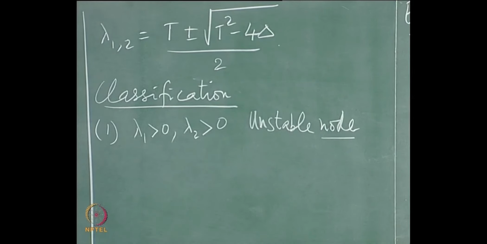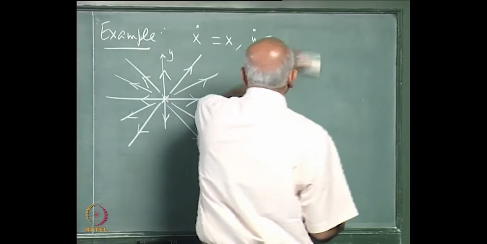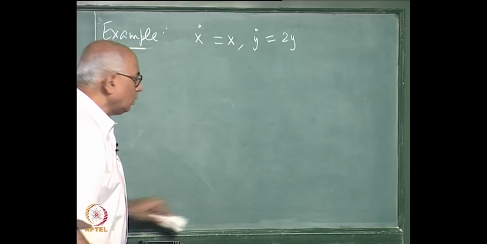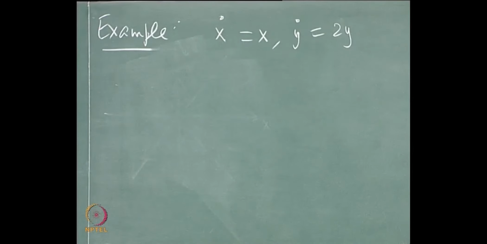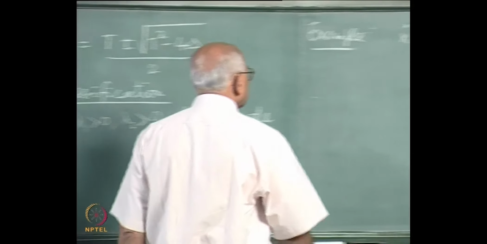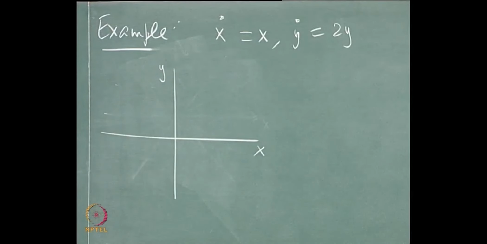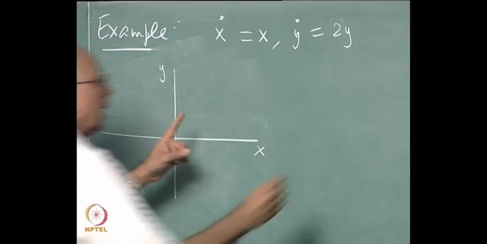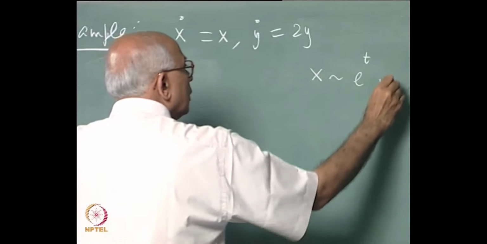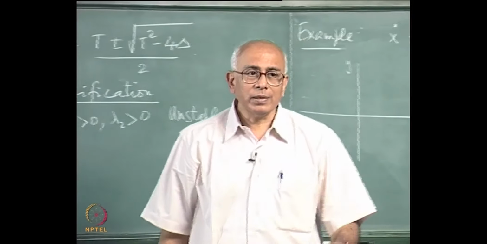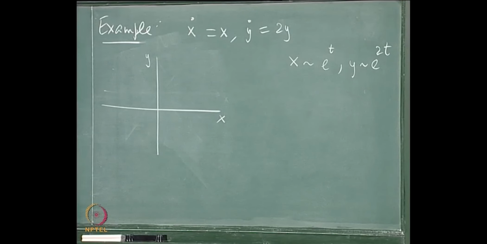What would have happened if the two eigenvalues had been unequal in this case? Suppose this had been y dot equal to twice y. What would the flow look like in this case? The two eigenvalues are 1 and 2, they are both positive and the flow is again outwards, but what sort of shape would the flow lines have? It is evident from this that x goes like e to the power t while y goes like e to the power twice t. So therefore y goes like x squared, and what would the flow lines look like in this case?